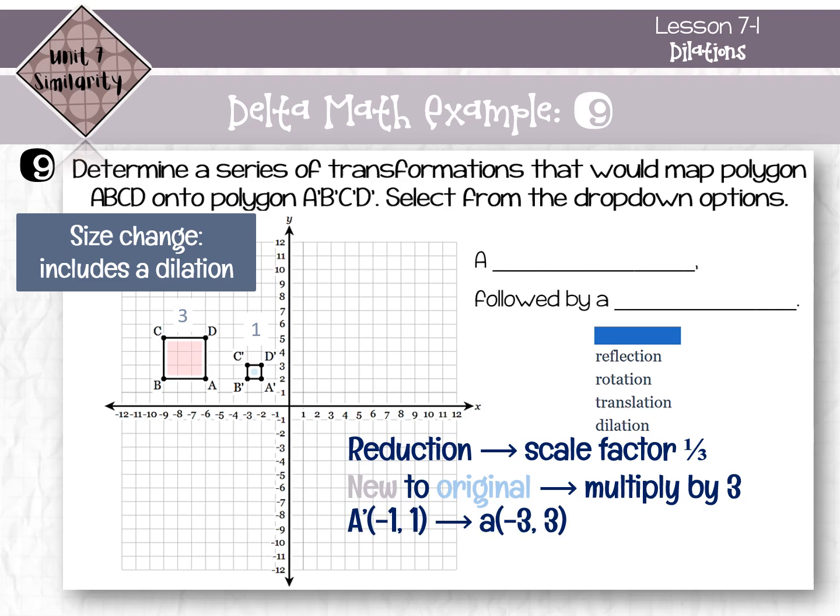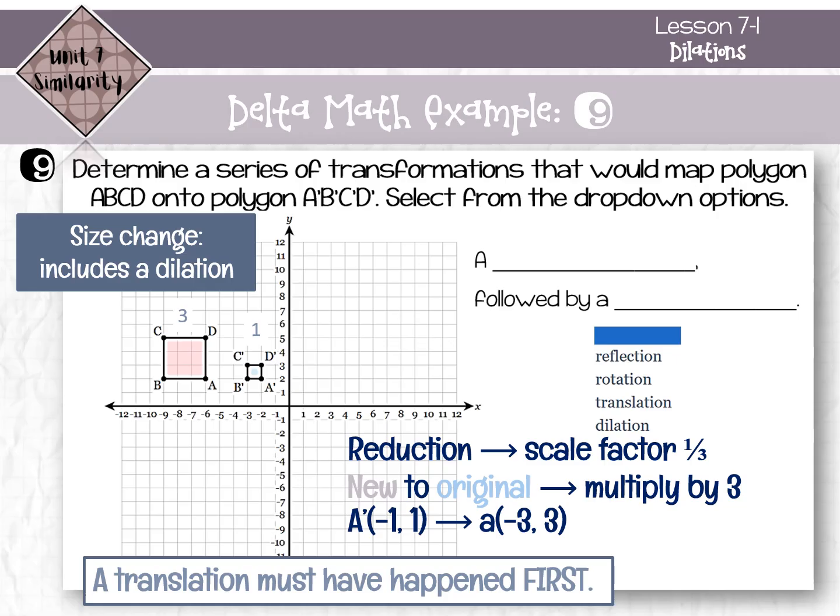A prime is at the point -1, 1. To get to the new, we ended up at -3, 3. Translation must have been done first because that's not where it ends up. So translation first and then a dilation.